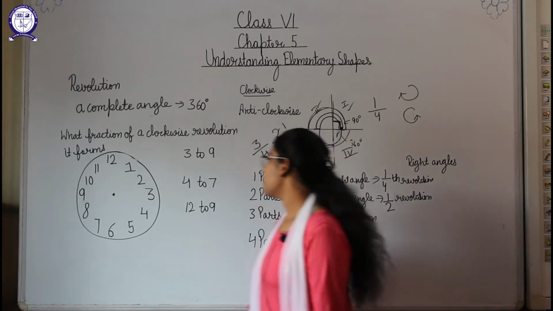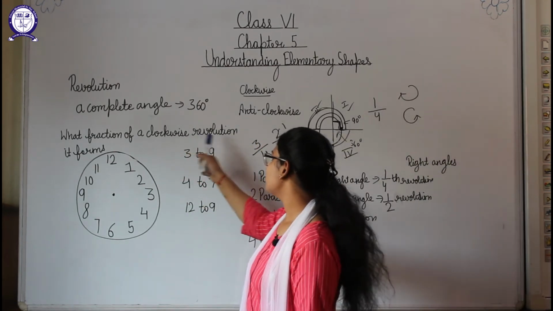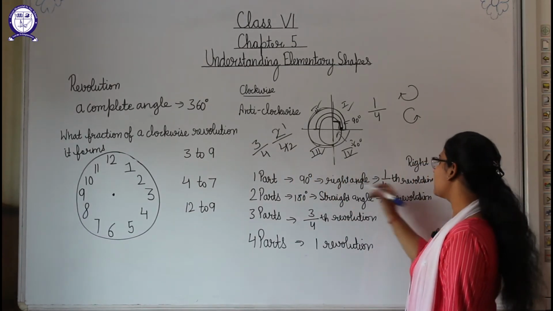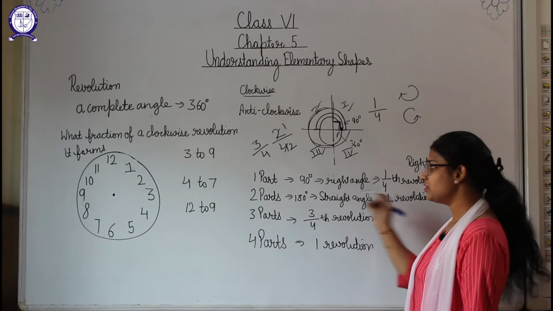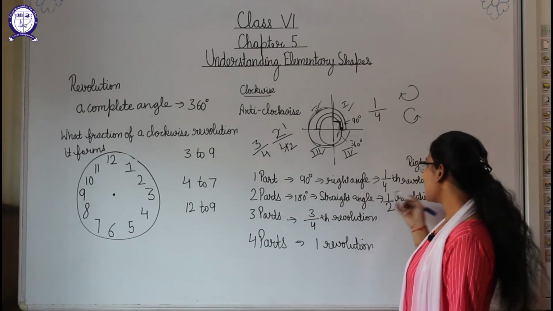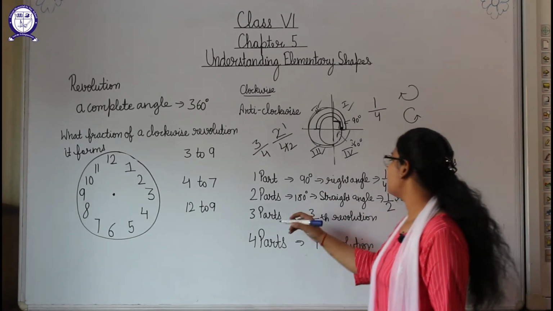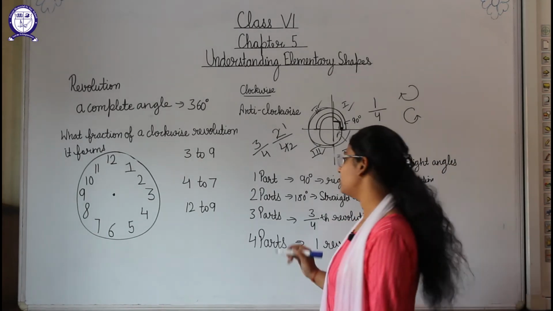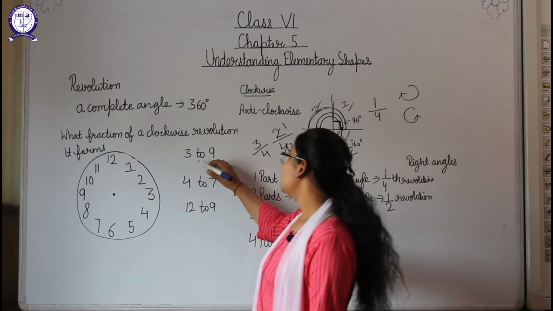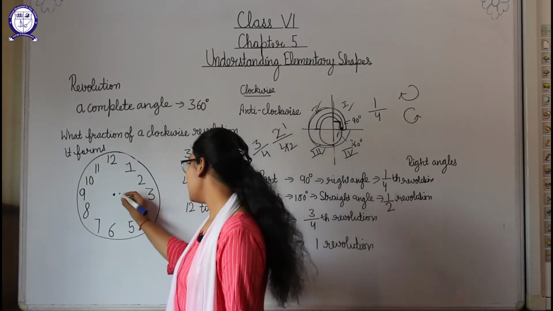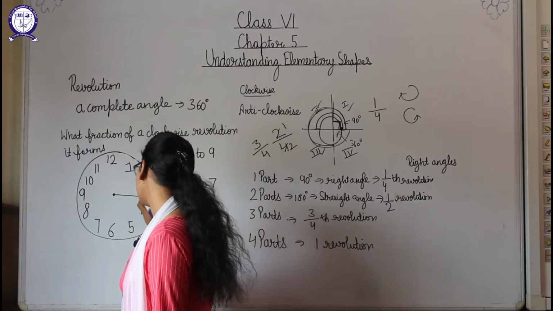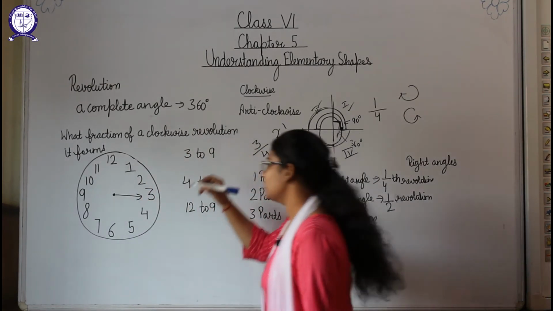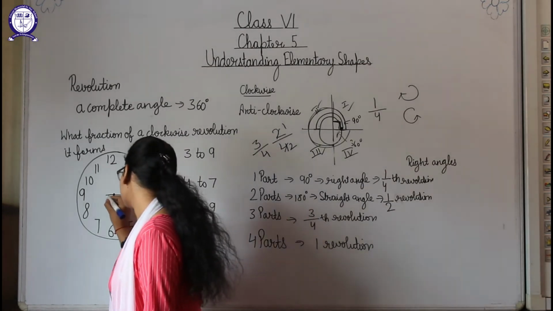Now students, this is the question: which fraction of clockwise revolution does it form? We have to tell about the fractions here. As I told you, one part means a right angle covers 1/4 of the revolution, 2 parts means a straight angle and it covers half of the revolution, 3 parts means 3/4 of the revolution, and all the 4 parts means the whole revolution. So here 3 to 9, it means when the hour hand is at 3 and it comes to 9 after revolving.